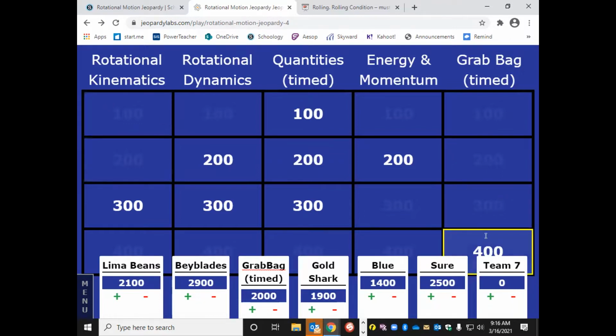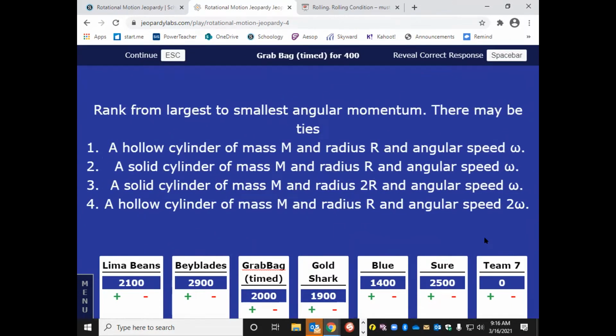Grab bag 400. Okay, I'm not going to time this one because it's a lot. Rank from largest to smallest angular momentum. There may be ties. I'd like your answers to look like 1 is greater than 2 is equal to 3 is greater than 4. Something like that, right?